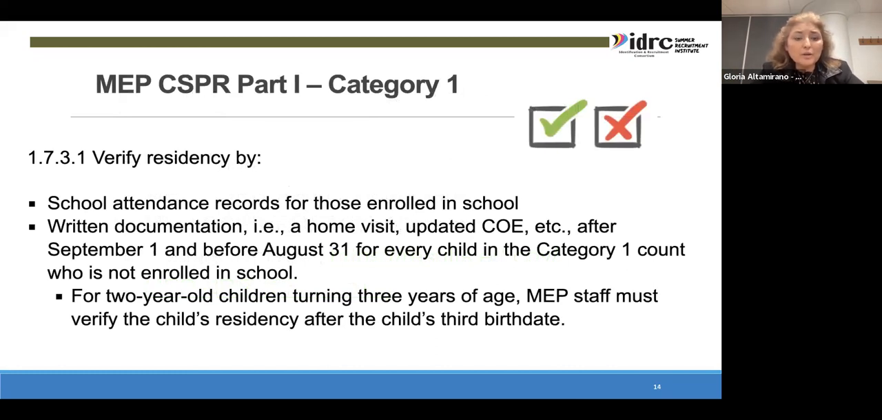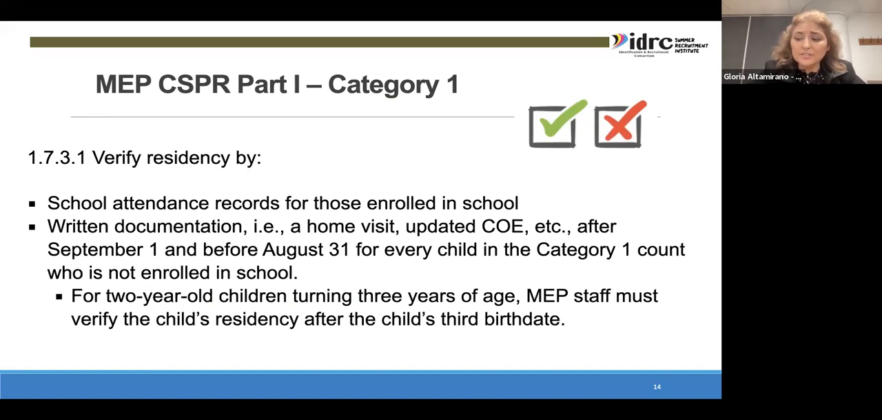Okay, so category 1: you have to verify the residency by either school attendance records for those children who were enrolled in a school, or written documentation such as an updated COE, or home visits. The category 1 count is between September 1st and August 31st, and a category 1 child who is not enrolled in school doesn't have to be served to be counted. And then any 2-year-old children who were turning 3 years of age, the staff has to verify the child was a resident in the state after the child turned 3.